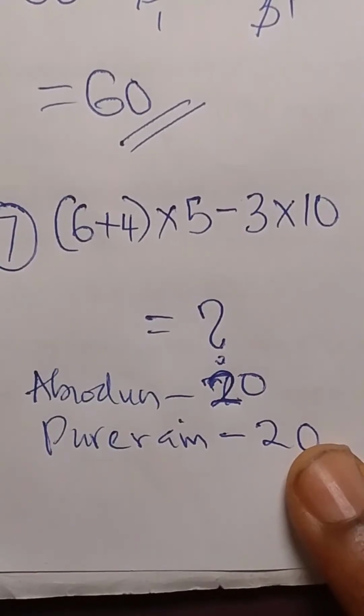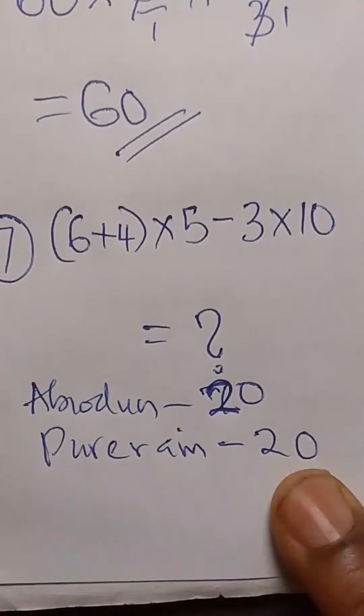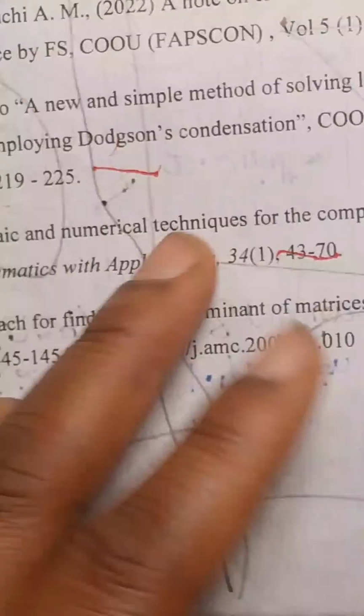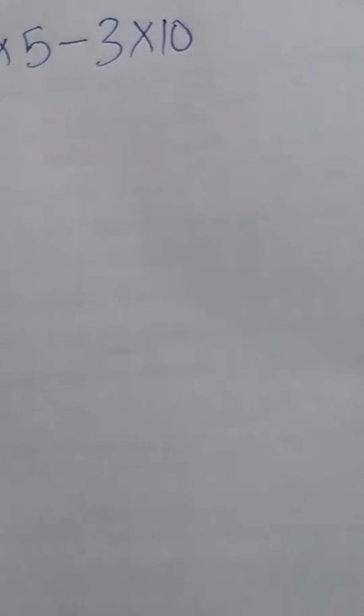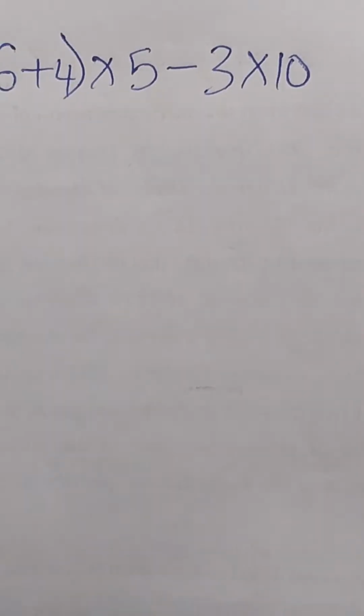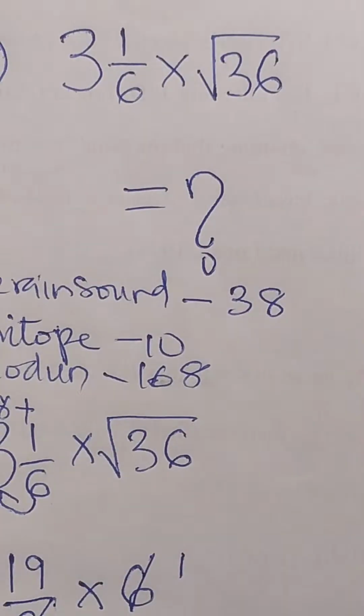Let me solve it so you see the right answer. I'm going to take it to the next page so you can see the solution. So we have the 6 plus 4 times 5 minus, I think, 3 times 10. That is what we have there. Let me check. That is the question.